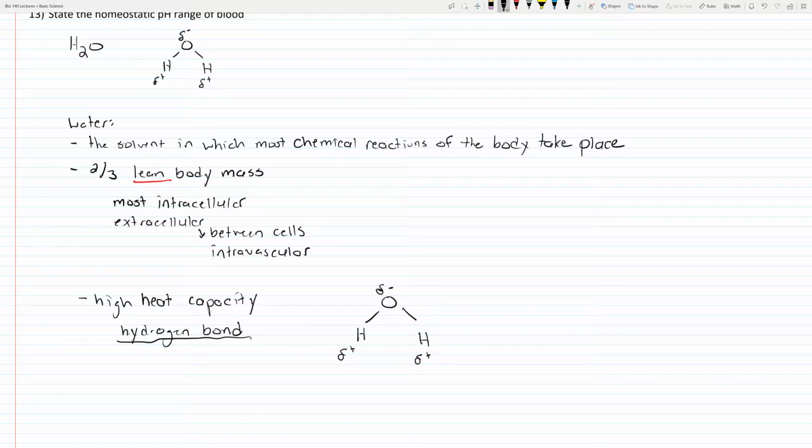So if you look at the way this water is going to line itself up, you're going to have oxygen next to these hydrogens, and then this negatively charged oxygen is going to want to hang out with the positively charged hydrogen on another water molecule.